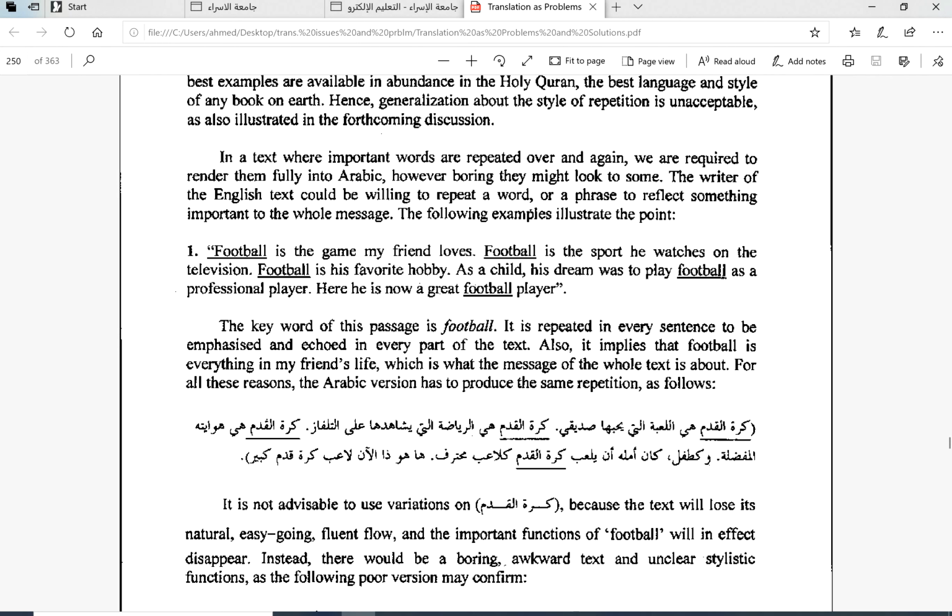It is repeated in every sentence to emphasize and echoed in every part of the text. Also, it implies that football is everything in my friend's life, which is what the message of the whole text is about. For all these reasons, the Arabic version has to produce the same repetition as follows.